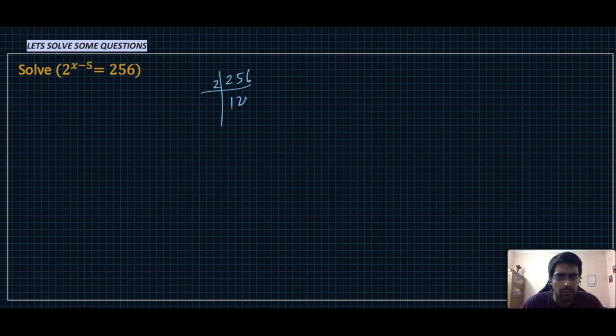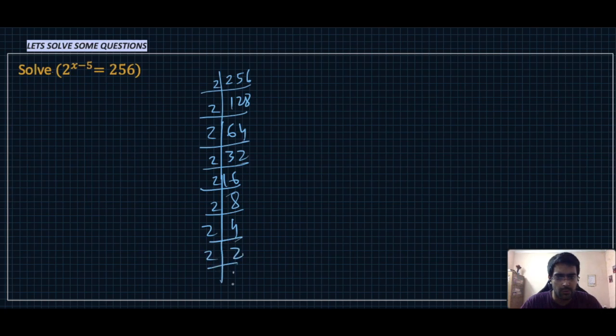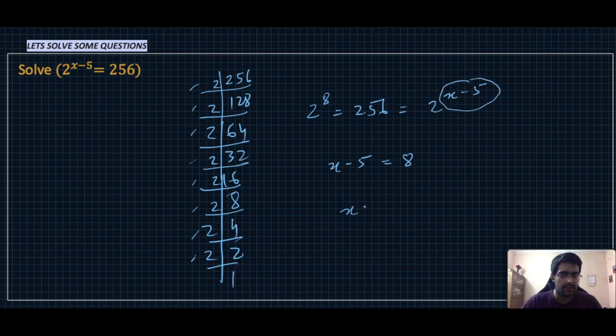So when you factorize it with 2, you get 128, 64, 32, 16, 8, 4, 2, and 1. So like 1, 2, 3, 4, 5, 6, 7, 8. So 2 to the power of 8 is equal to 256. And 256 is also equal to, as per the question, 2 to the power of x minus 5. So x minus 5 is equal to 8, because the bases are both equal, so x minus 5 should be equal to 8, right? And x is equal to 13. And this is our answer.